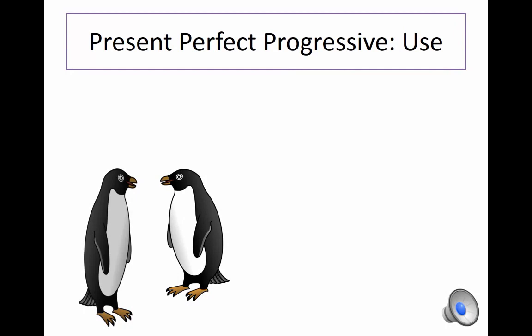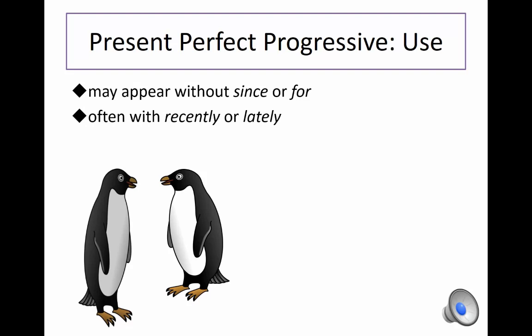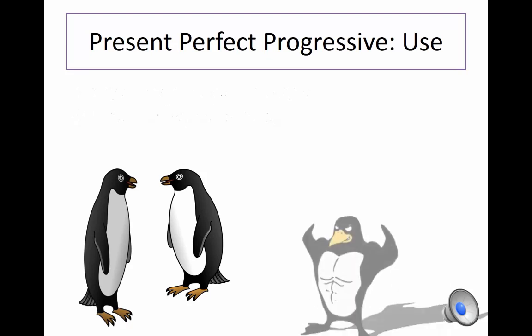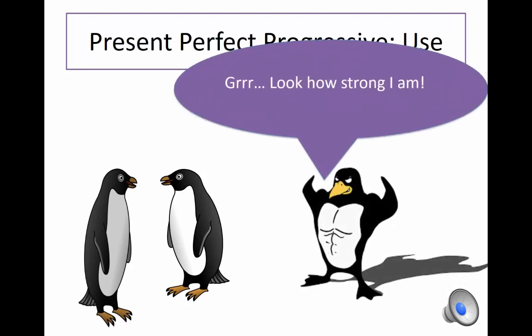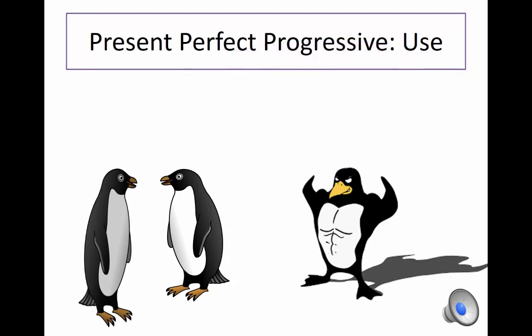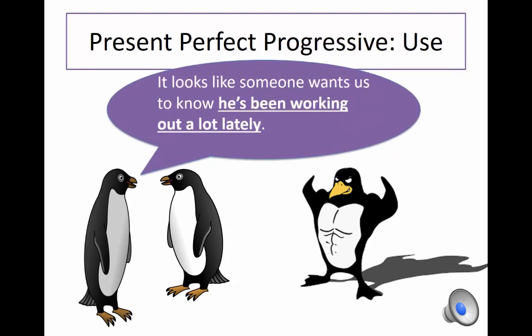It is possible to use the present perfect progressive without since or for. Often, we can use it with the adverbs recently or lately to talk about a recent habit. Grrr, look how strong I am. It looks like someone wants us to know he's been working out a lot lately.